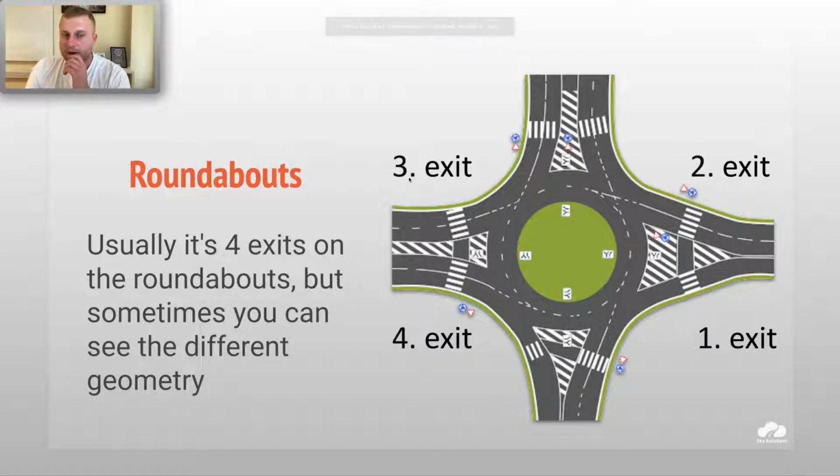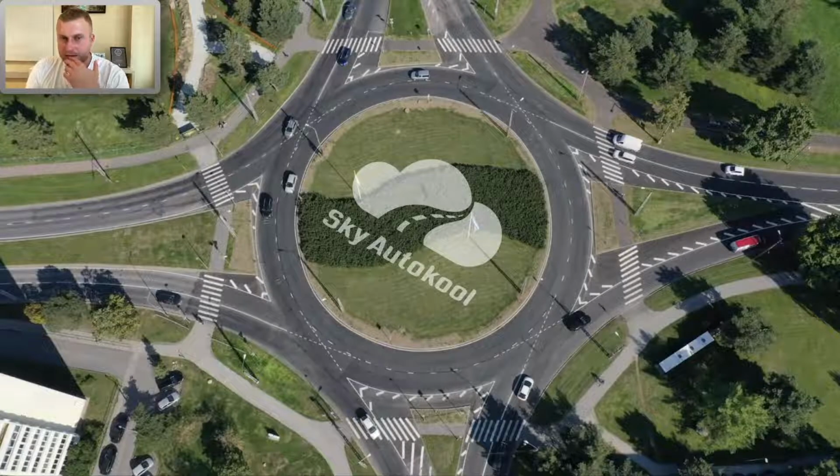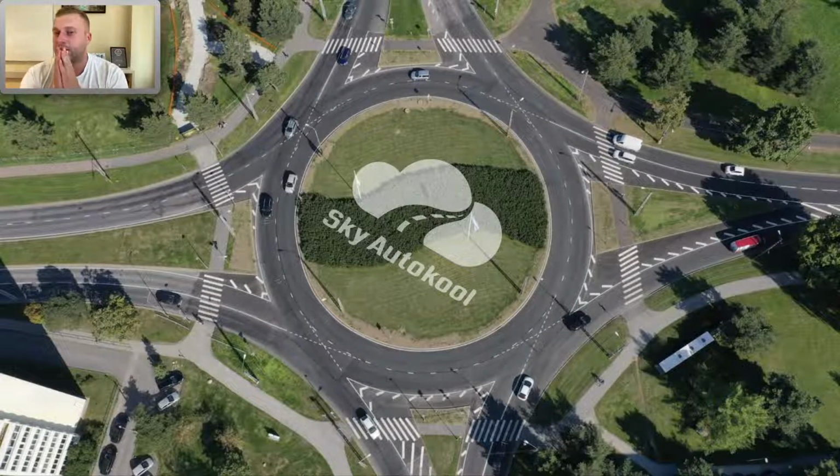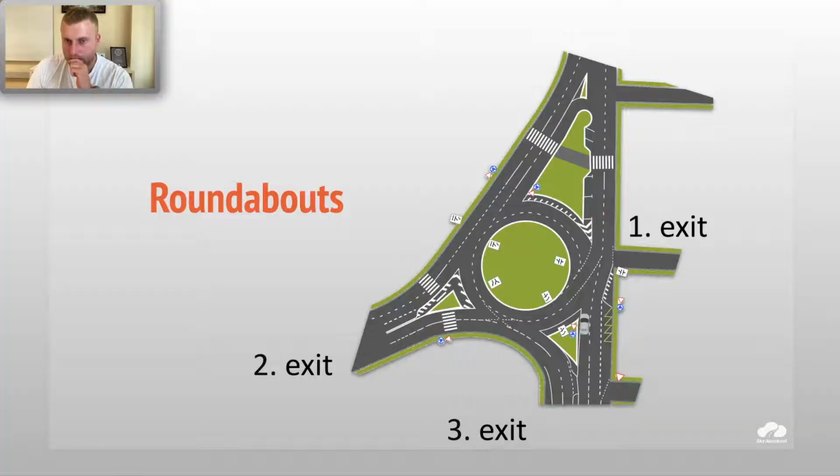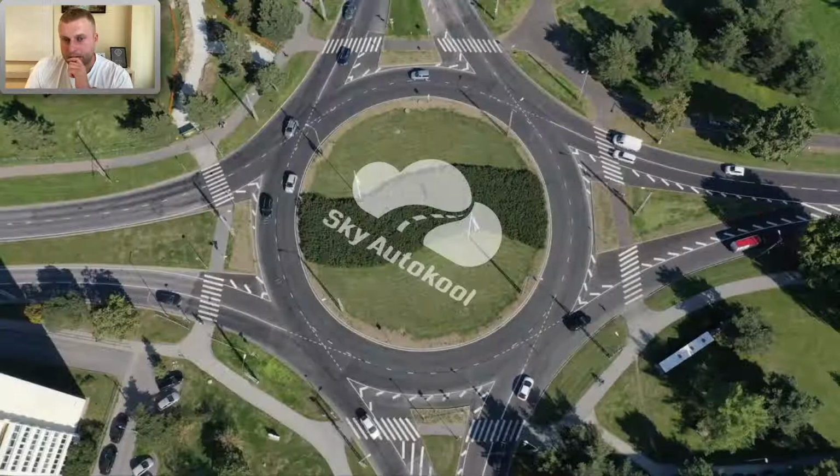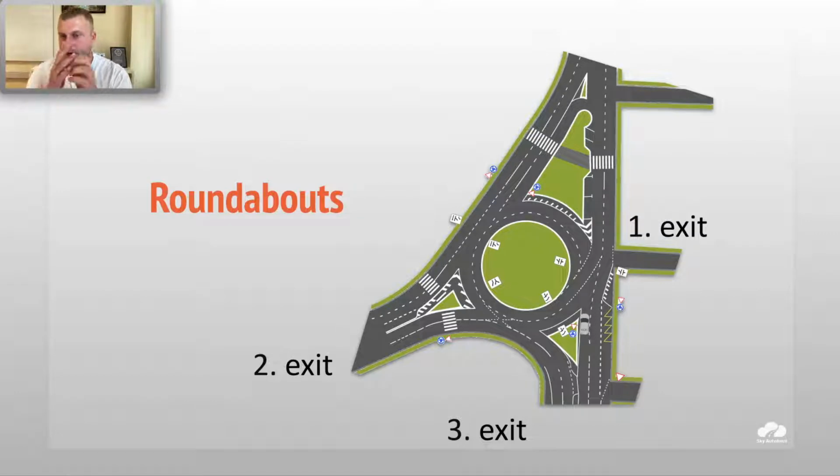So usually it's 4 exits on the roundabout, but sometimes you can see different geometry. So this one is next to the Taltech roundabout. So this roundabout is located next to Taltech. It's quite casual. Then we have another one in Uismäe region. So you see now it's 3 exits, and the geometry of this crossroad is quite different.